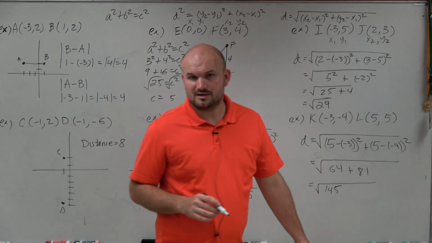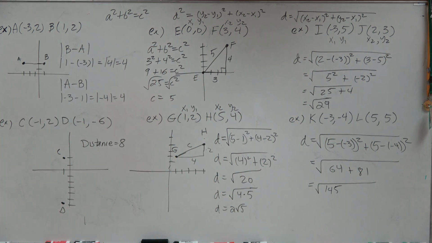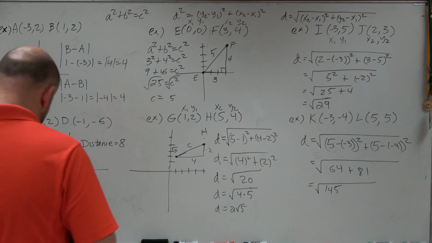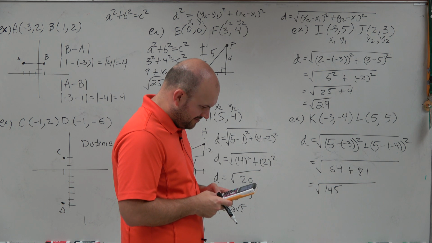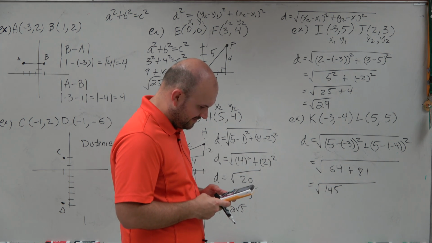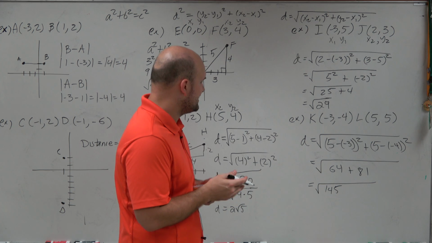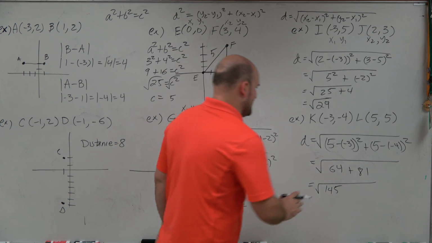Man, I didn't check this at all, did I? 145, so let's go and see. Now, when you're doing the 145, obviously you know it's divisible by 5. But you want to be able to see 145 divided by 5. That goes in there 29 times. So it looks like it's not going to be simplified any further.